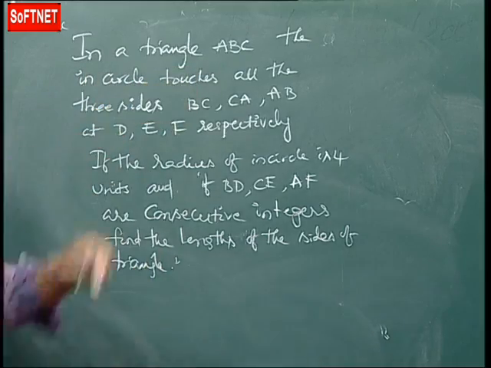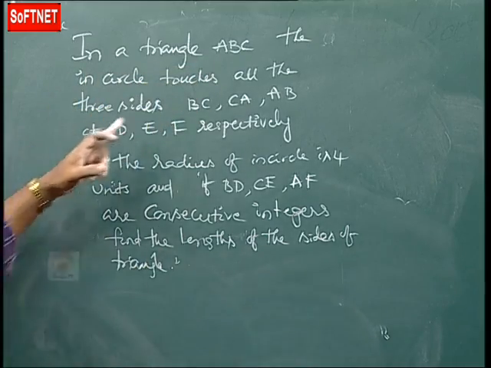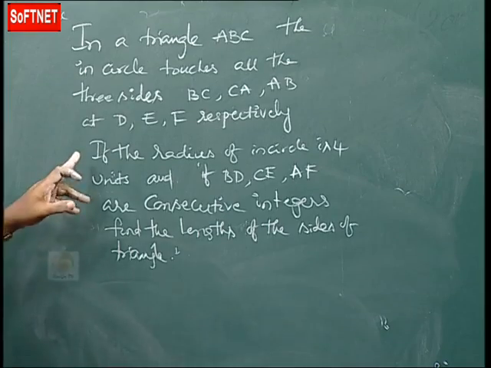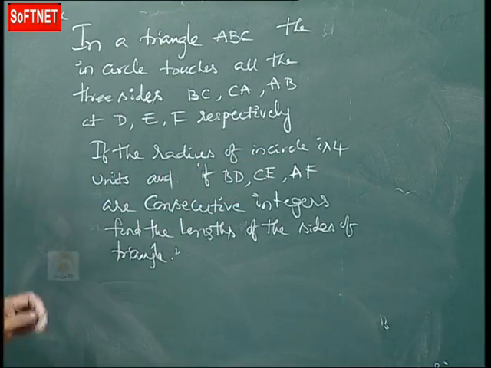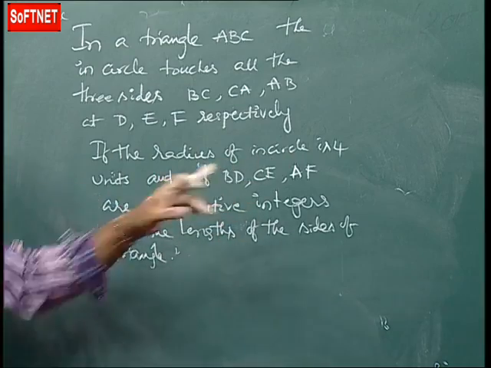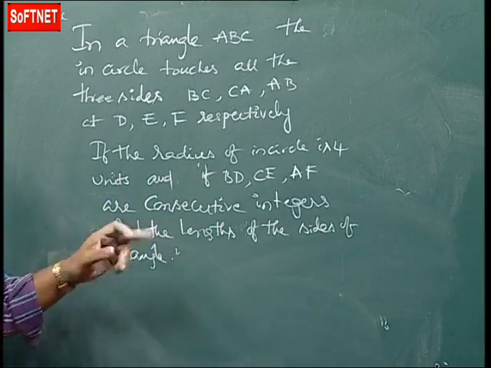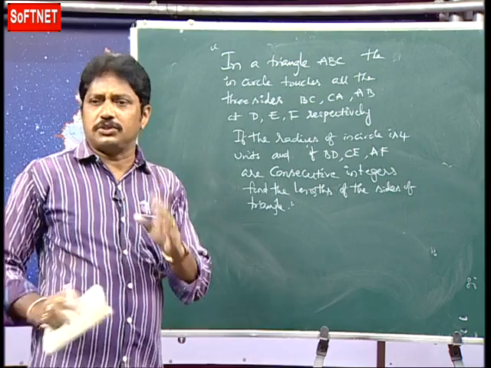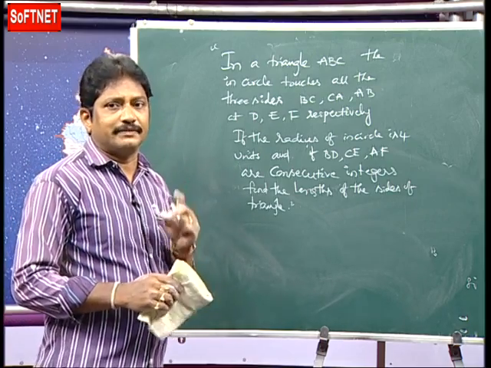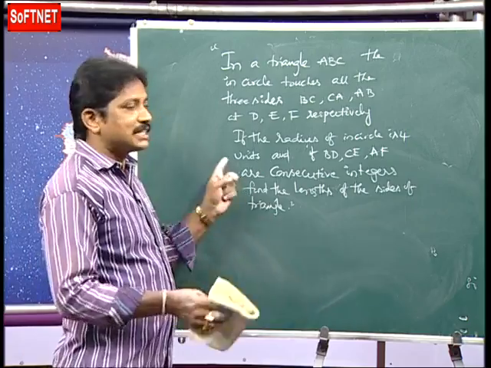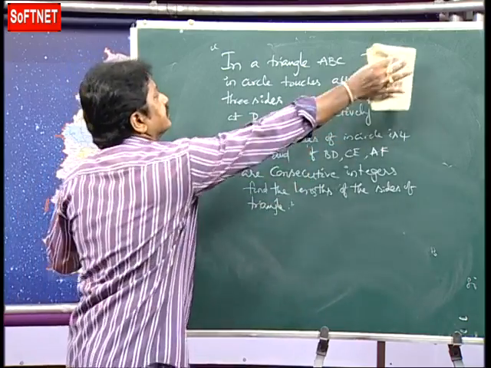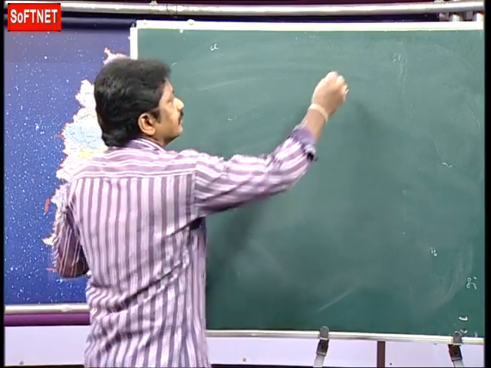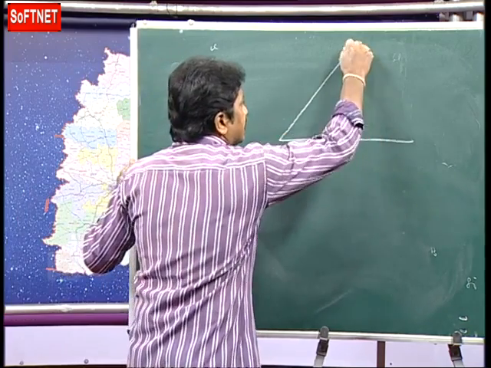In a triangle ABC, the incircle touches all the three sides BC, CA, AB at D, E and F respectively. If the radius of the incircle is 4 units and if BD, CE, AF are consecutive integers, then find the lengths of the sides of the triangle. This is a most important question. Very good question. So just observe the way of procedure, how it covers the maximum concepts. Now I am drawing the figure with respect to the data. ABC is a triangle, correct?